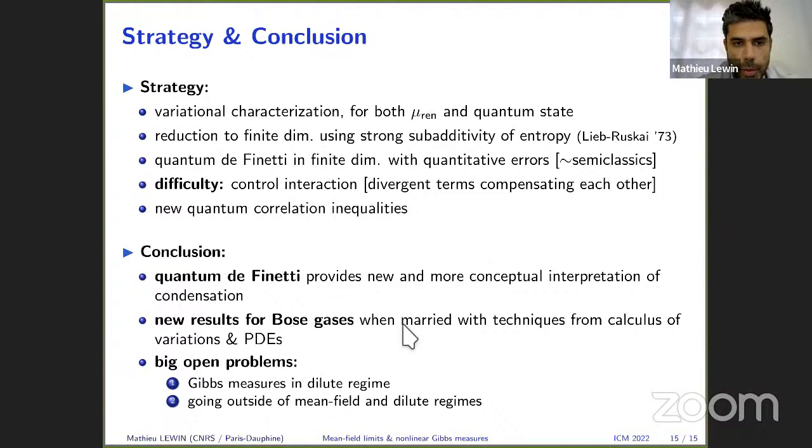And there are big open problems. For instance, one is to understand Gibbs measures in the dilute regime. And another one, which is even bigger, is to go outside of the mean field and dilute regimes. But that's not for today, that's for the next time.